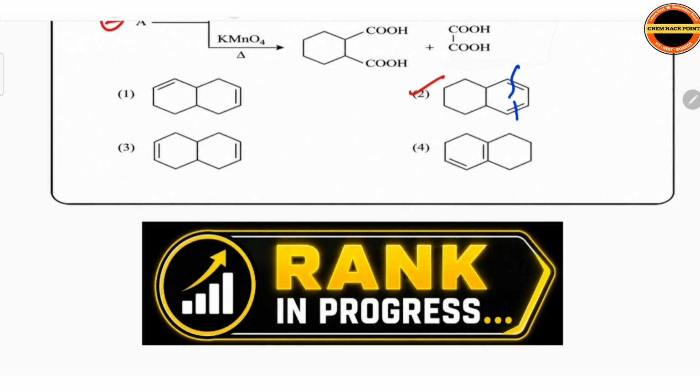Once you properly go through all these reagents, you can easily solve JEE questions without any confusion.